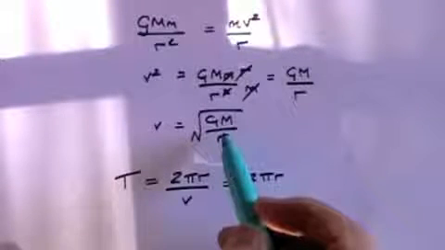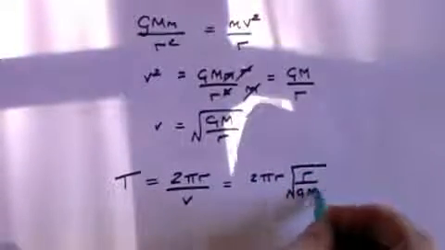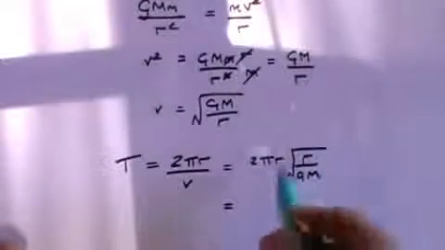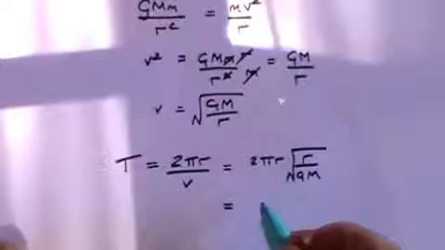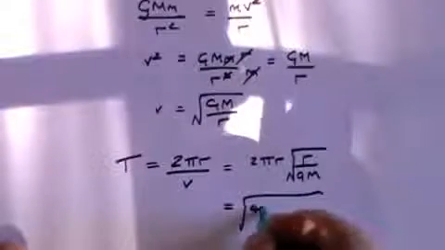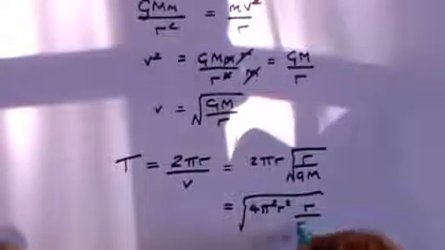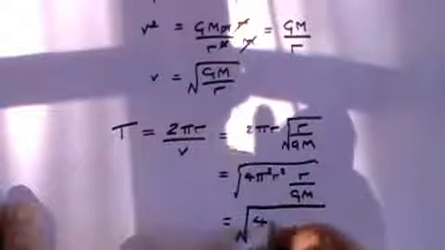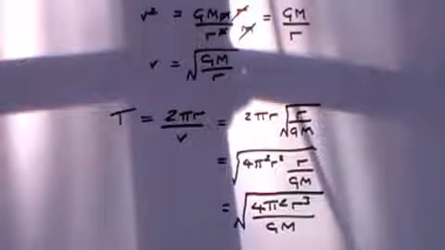Well, v is the square root of GM over r. So if you divide by v, that becomes the square root of r over GM. And if you square 2 pi r, you get 4 pi squared r squared. That can now go inside the square root. So we're squaring 2 pi r to get 4 pi squared r squared times r over GM. And that gives you that the time to complete the orbit is equal to the square root of 4 pi squared r cubed divided by GM. That is the time to complete the orbit.